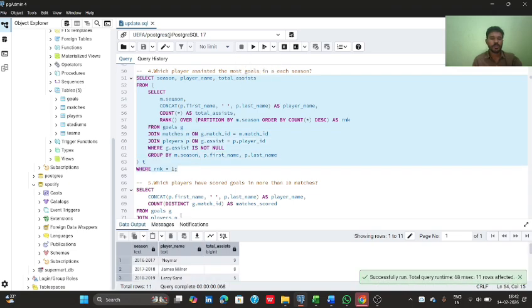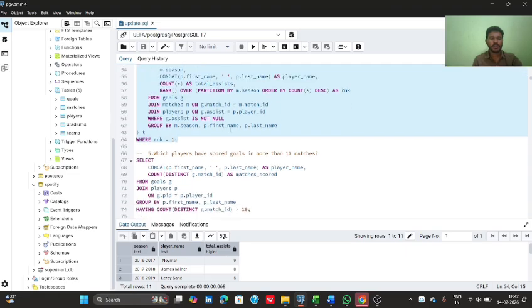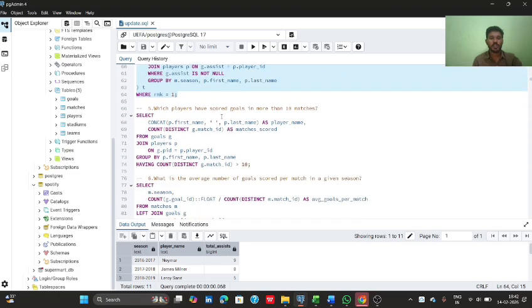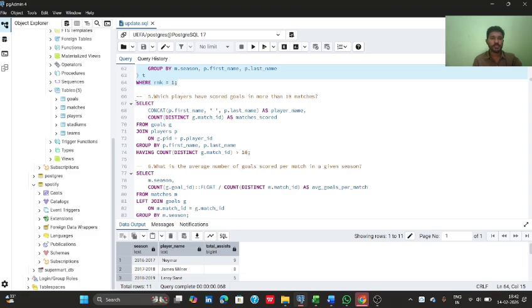And next one is which player assisted the most goals in each season. And here I am executing. Here the 16 to 17 player name and total assists 9, and 17 to 18 assists 8. James Milner.